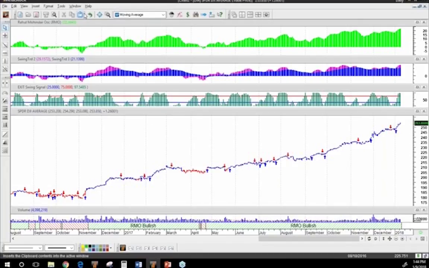Keshav says, does MetaStock have market profile, volume profile, and footprints for stocks and ETFs? We do have market profile and volume profile, but we only have those in our real-time application.